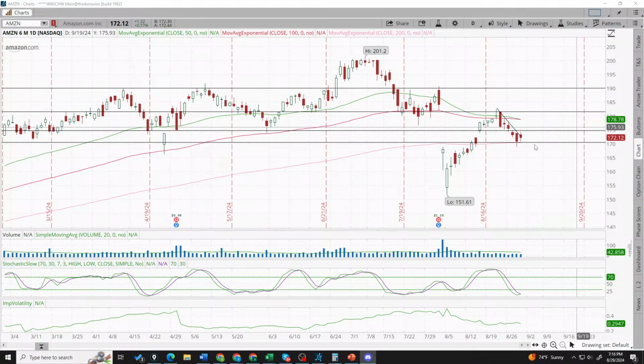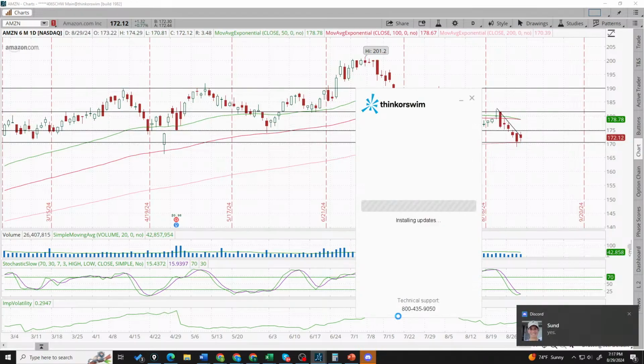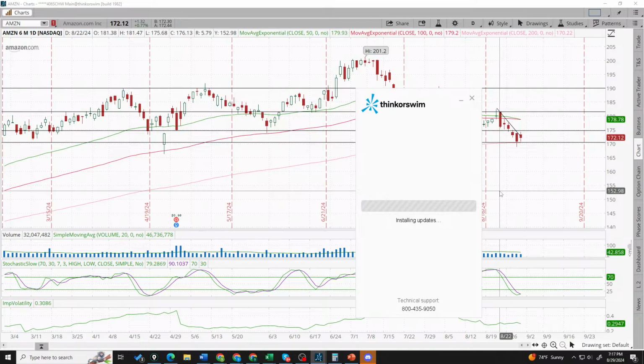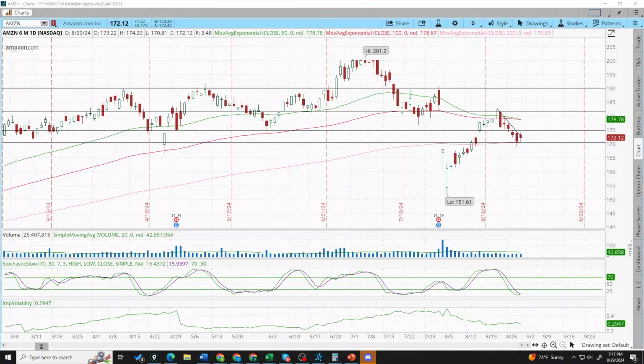Do I have my other... why is it always so slow? Trying to get a platform up. I think I need to restart my computer. Oy vey. All right, I'll use this one then. This drawing tool isn't even working right now, so I'm going to get rid of that too. Man, everything's just kind of not working right.